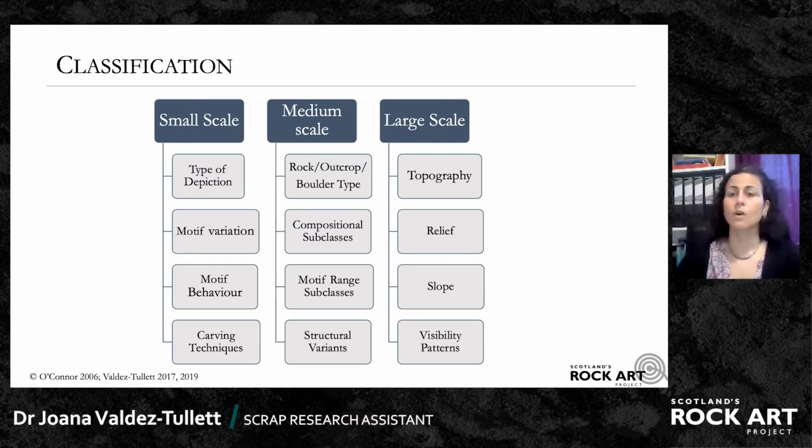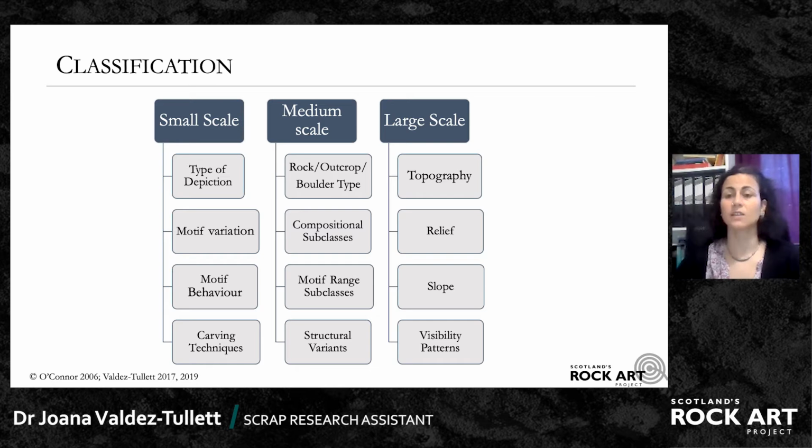At a medium scale, the rocks were classified according to the physical characteristics of the rock media, such as the type, shape, color, textures, but also according to the composition of the motifs and their organization on the rock surfaces. So the relationships of the motifs with the natural features were also considered, like hollows and cracks and so on. And we also looked at how the designs are structured amongst themselves. So whether they're converging, superimposed, or connected in any other way.